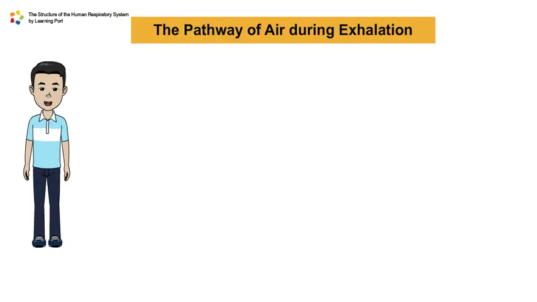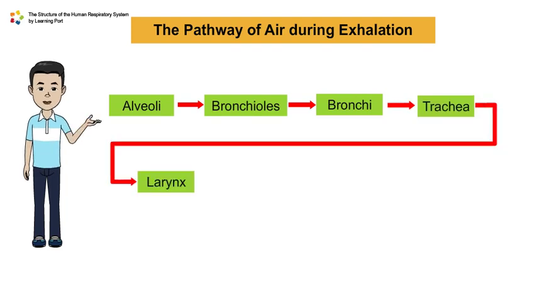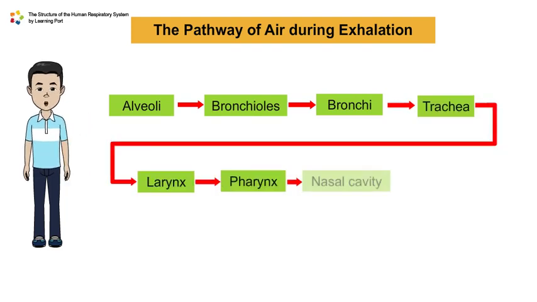What about the pathway of air during exhalation? During exhalation, the pathway starts from the alveoli, then to the bronchioles, bronchi, trachea, larynx, pharynx, nasal cavity, and out through the nostrils.